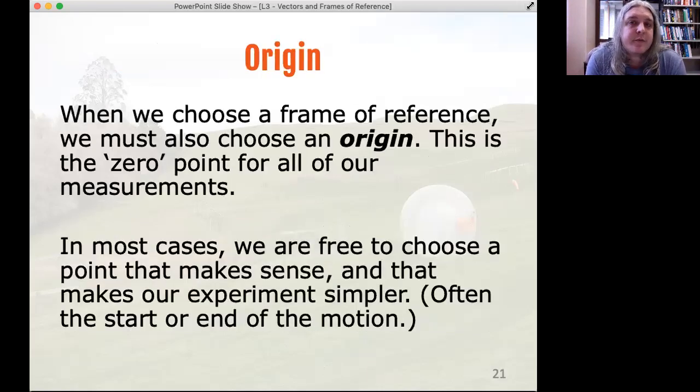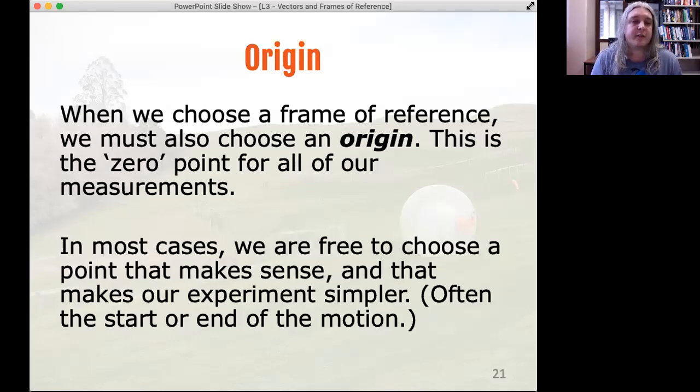Another part of a frame of reference is the origin. The origin is pretty simple. It's just the 0 point for our measurements. So on a standard axis, you've got your X and you've got your Y. The origin is that point where they're both 0, where the axes cross. That's all an origin means. Again, you're free to choose it. Choose a value that makes sense in your problem.